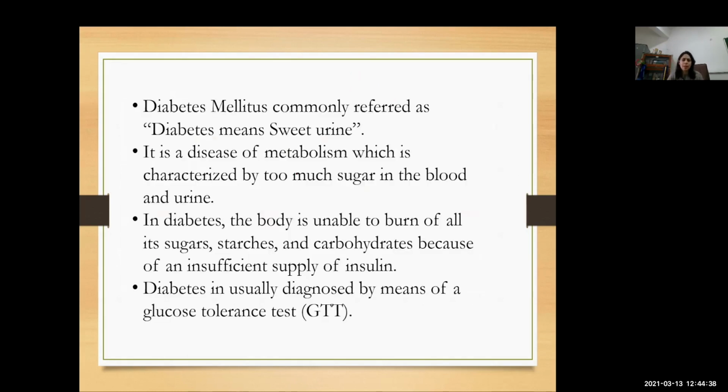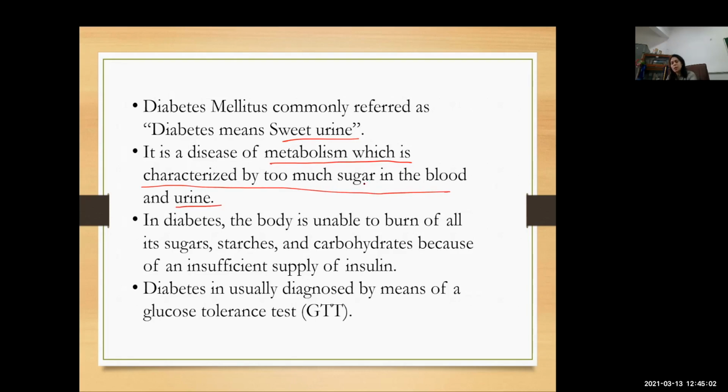What is diabetes? Everybody knows it at this point of time. Earlier it was commonly referred to as sweet urine, because it was first discovered in this way only. It is a disease of metabolism which is characterized by too much sugar in the blood and urine.